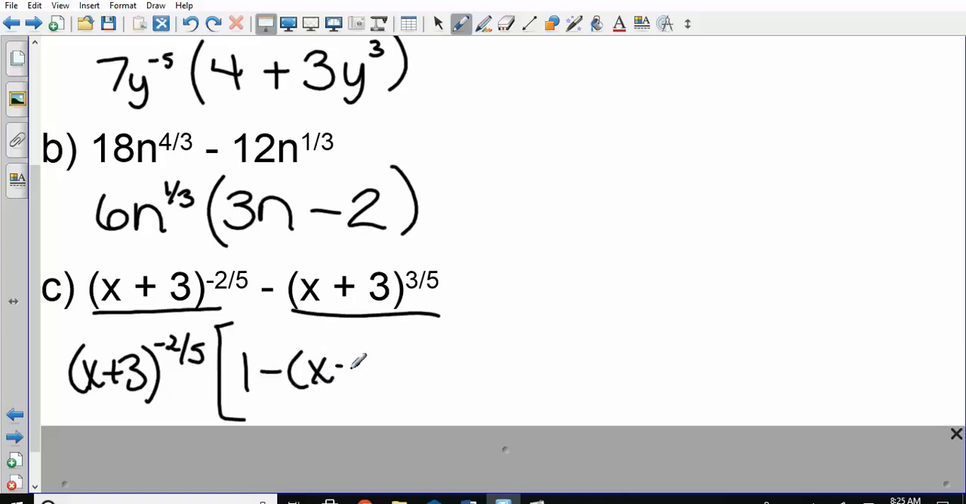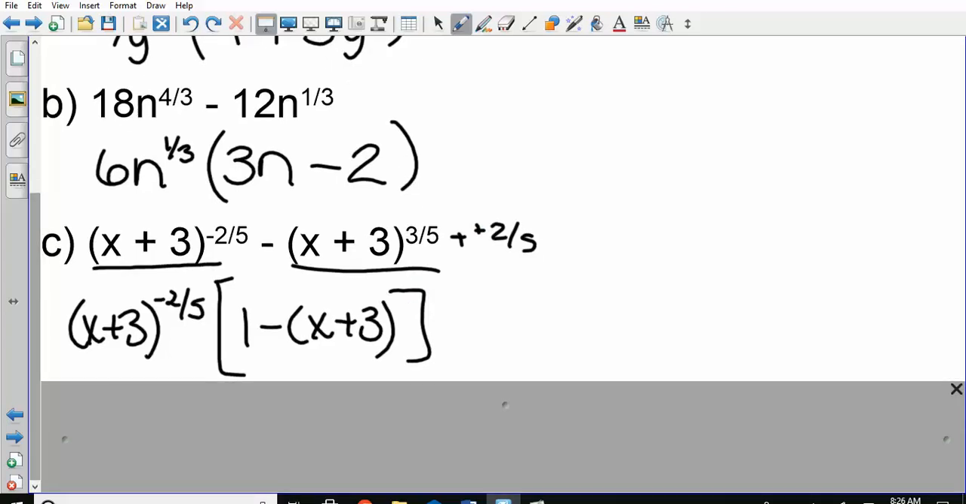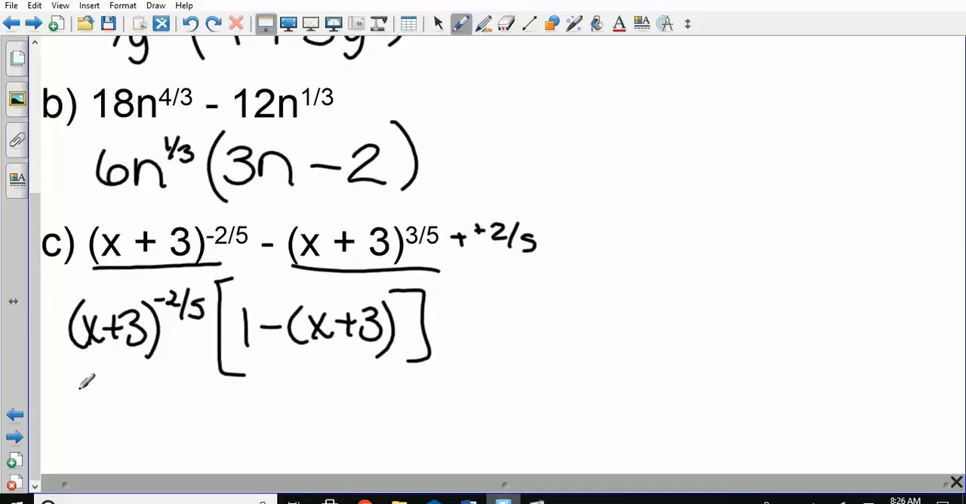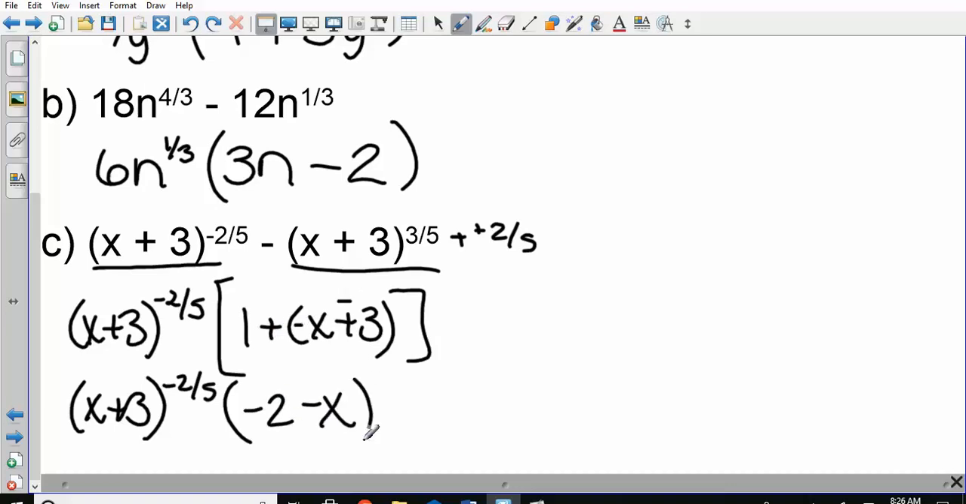Minus. Alright. So the x plus 3. What's 3/5 minus negative 2/5? 1. So this one I could actually factor just a little bit further, or not really factor, simplify. If I distribute my negative, 1 minus 3 is negative 2 minus x. So you could leave it like that. You could even pull that negative all the way out in front if you'd like.